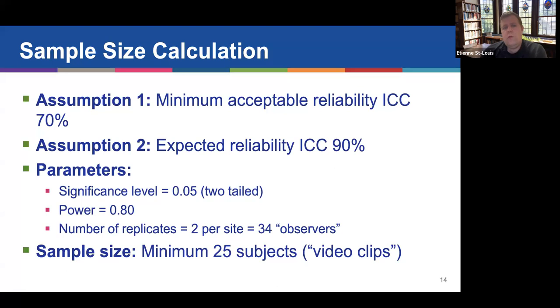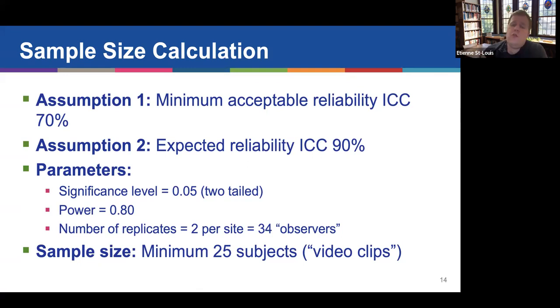Assumption 2 is, what is our expected reliability? So our hypothesis was greater than 80% ICC. So our expectation is that it's going to hit 90%. And we're looking for a significance level of 0.05, a power of 80%. And we're being very pessimistic, I think, in our sample size calculation to ensure that we have enough subjects.